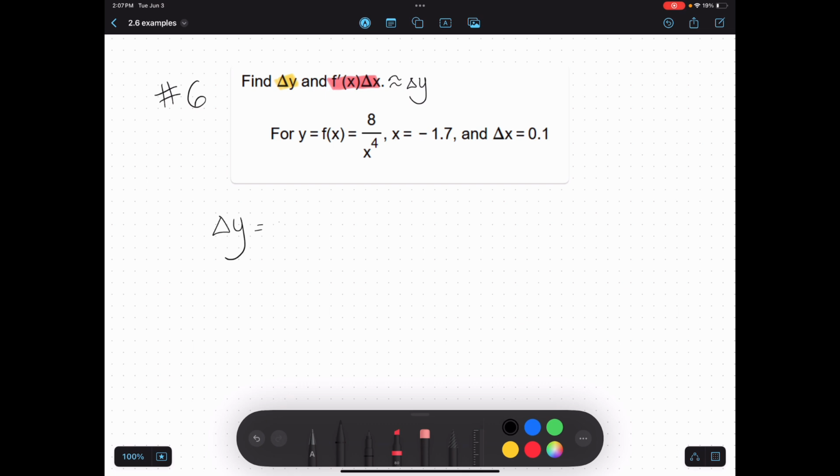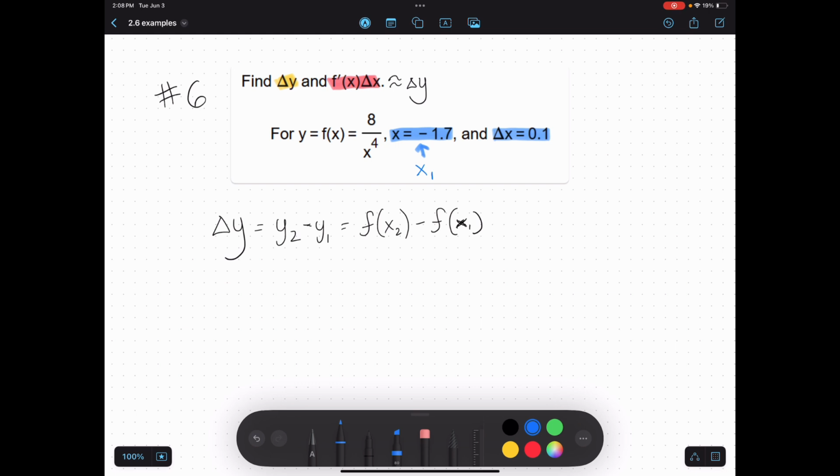Delta y, of course, I can find by doing y2 minus y1, or since this is in function notation, I can write it like that, f of x2 minus f of x1. But what are x1 and x2? Notice what it gives me. This function gives me only one x value, and it gives me a change in x. So this x value right here represents my starting x value, meaning that, yes, this is my x1.